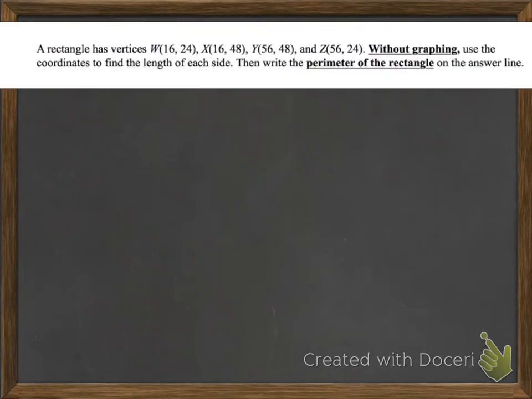All right, moving right along here, we're looking at a problem. It says a rectangle has vertices W, X, Y, and Z, and then they give you the points without graphing. That's very important. It says without graphing, use the coordinates to find the length of each side, then write the perimeter of the rectangle on the answer line. So here's what's very important about this. First, you need to find the length of each side, and then you need to write the perimeter on the line, which would be the answer line.